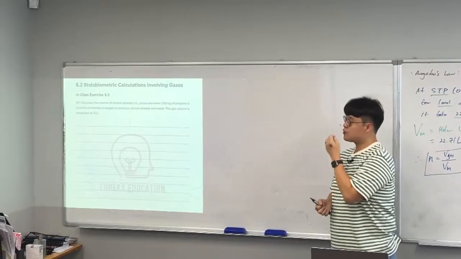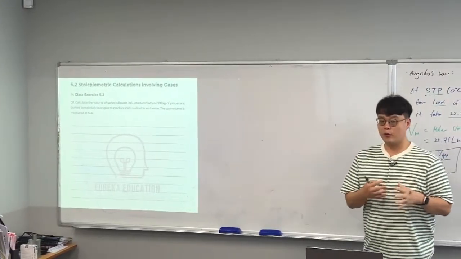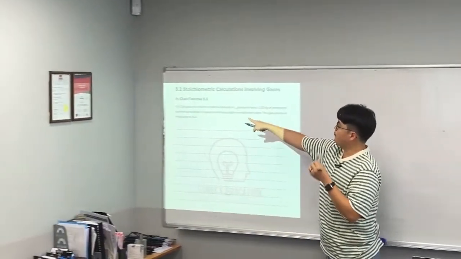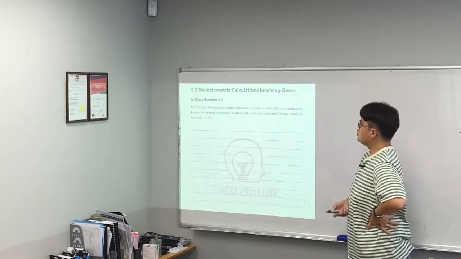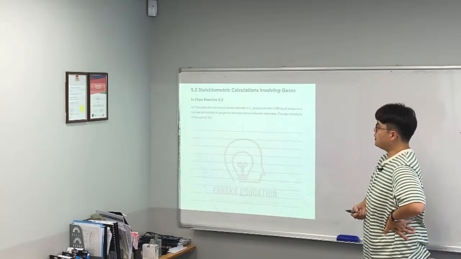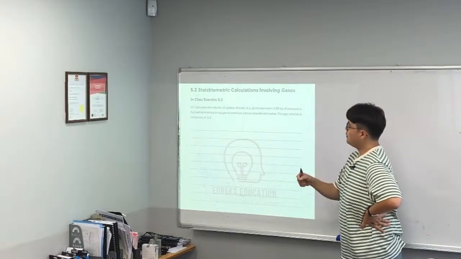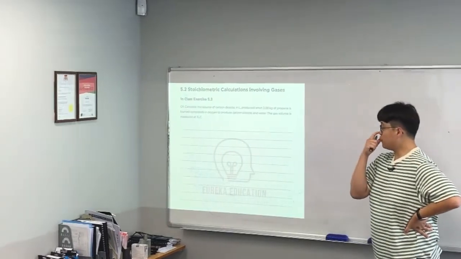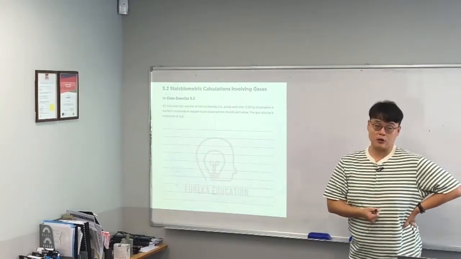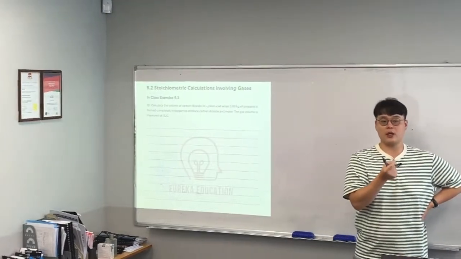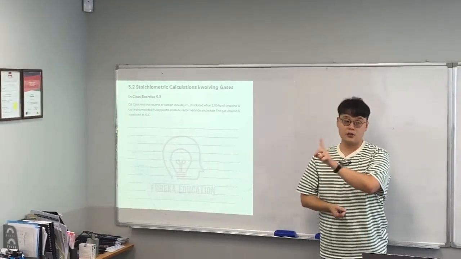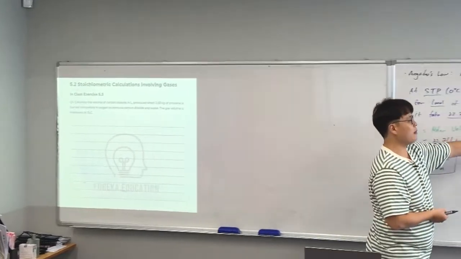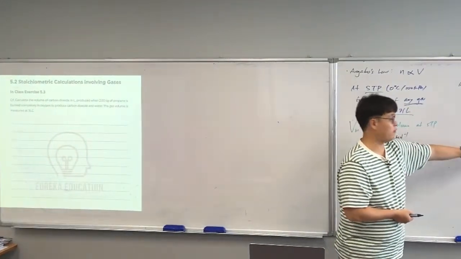Let's use some stoichiometric calculations involving gas. So, question 1. Calculate the volume of the carbon dioxide in liters produced when 2 kilos of propane is burned completely in oxygen to produce carbon dioxide and water. The gas volume is measured at SLC. So the question will specify what kind of conditions you have.